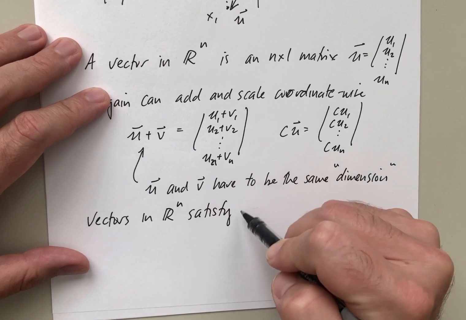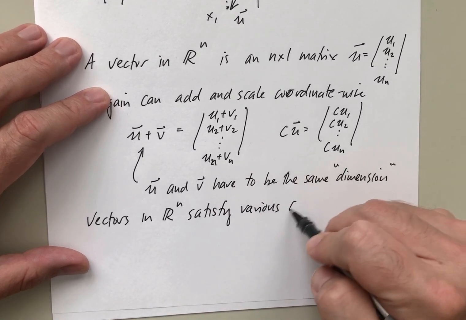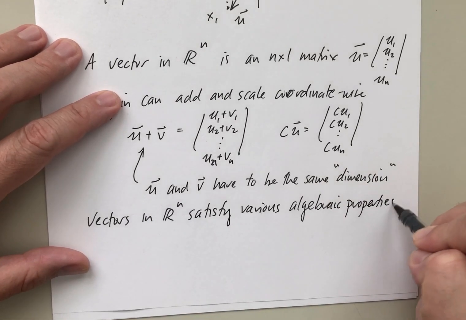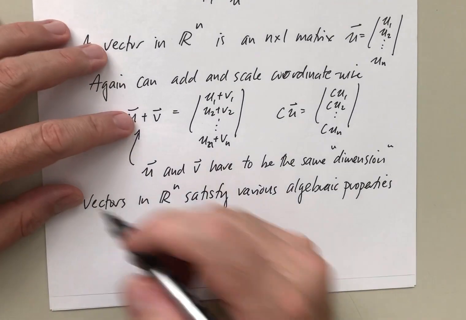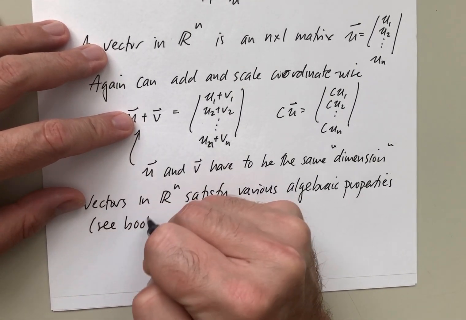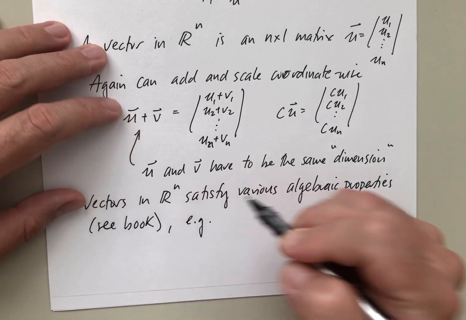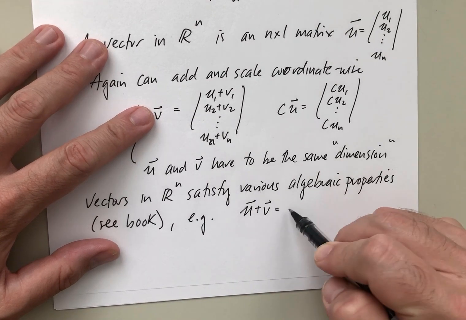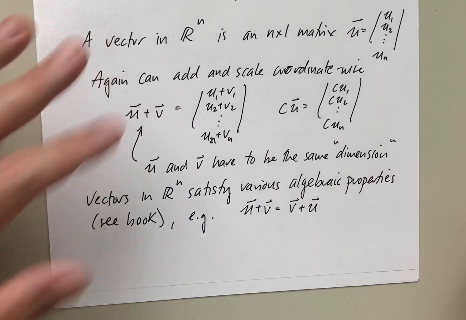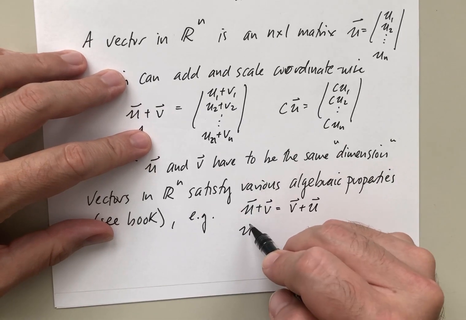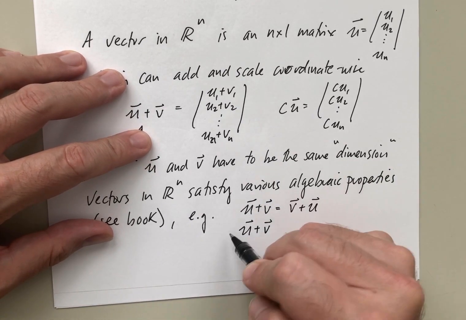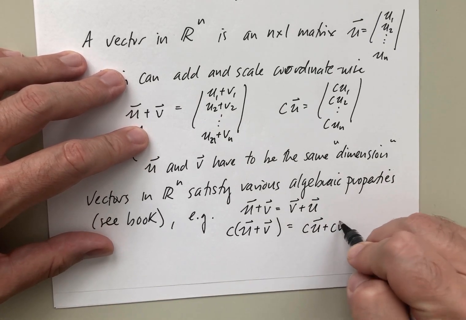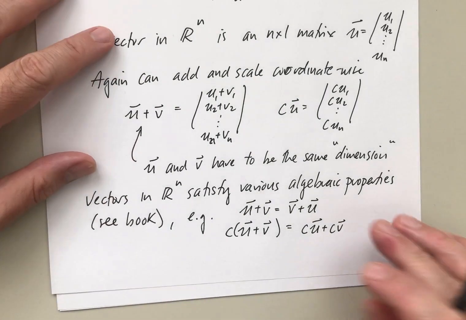satisfy various algebraic properties. I'm not going to go through the list here. I'll let you look at the book. I say see book for the list, but I just want to list a couple of them. For instance, u plus v is the same as v plus u. If I take u plus v and scale it by some scalar c, this is also equal to cu plus cv. This is the distributive property of scaling.